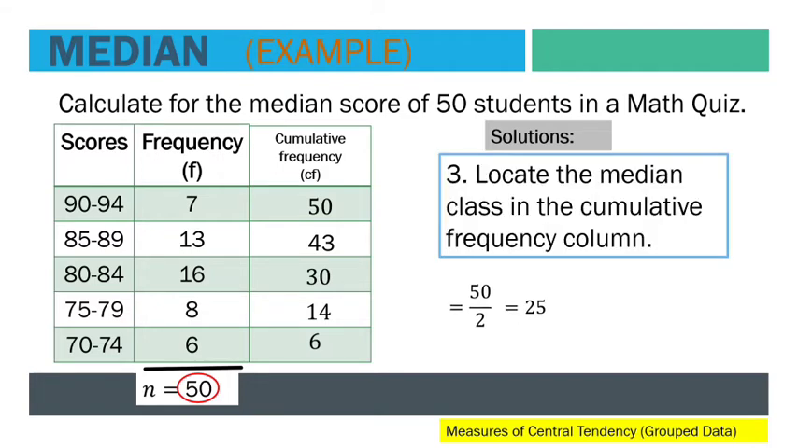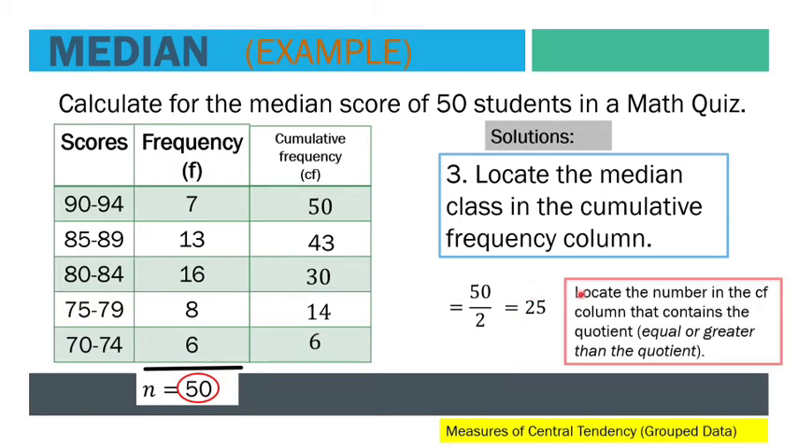Third step is to locate the median class in the cumulative frequency column. So we know already that 25 is the midpoint, the halfway point. Now we have to locate this in the CF column that contains the quotient. The quotient is 25. So it should be equal or greater than the quotient.